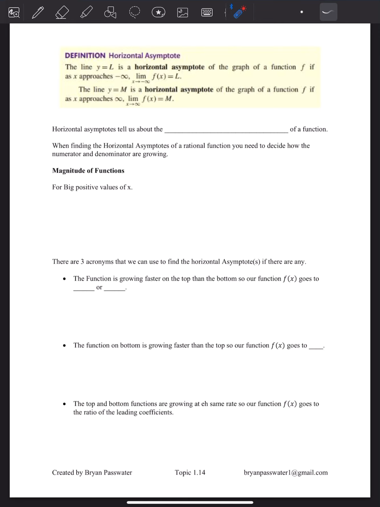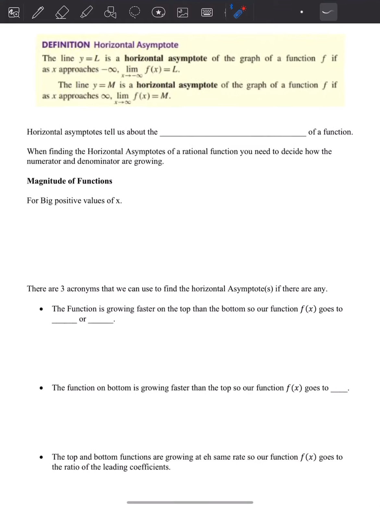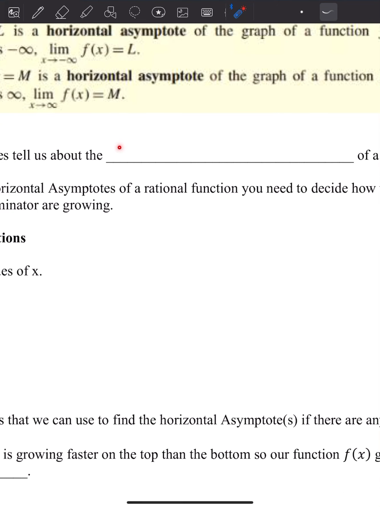x approaches negative infinity. So, the limit as x approaches negative infinity of f of x is equal to L, and we can do the same thing for positive infinity, and they just changed their value to m instead because they don't have to be the exact same. Horizontal asymptotes tell us about the end behavior of a function.